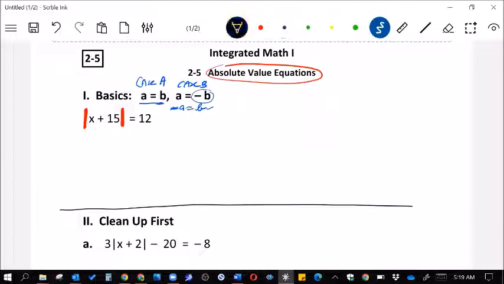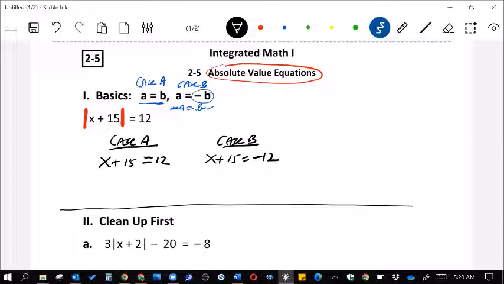So what we're going to do here, I'm going to do a case A, where it's simply x plus 15 equals 12. And then I'm going to do the case B, where it's x plus 15 equals -12. So notice that's the difference here. I'm putting in that negative. So I'm going to subtract 15 here. So I get x equals -3. And when I subtract 15 here, because they're both negatives, it gives a different answer of -27.